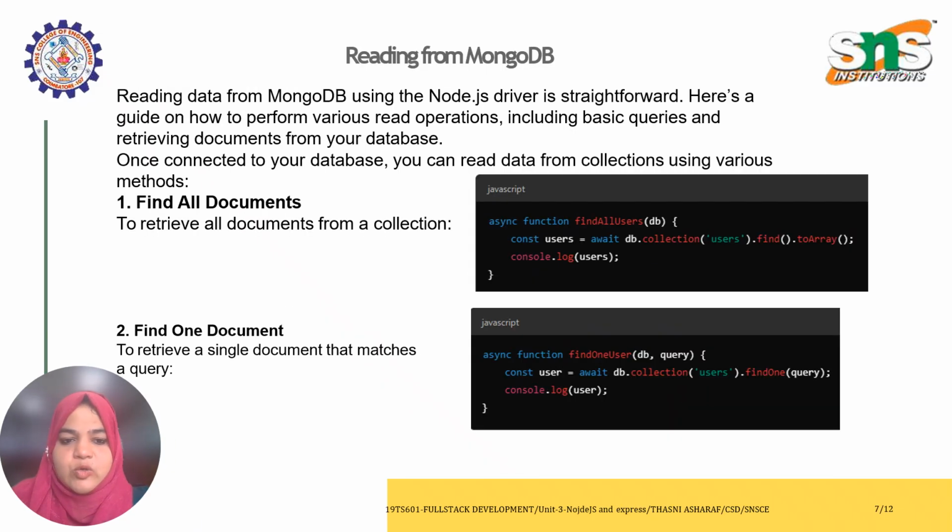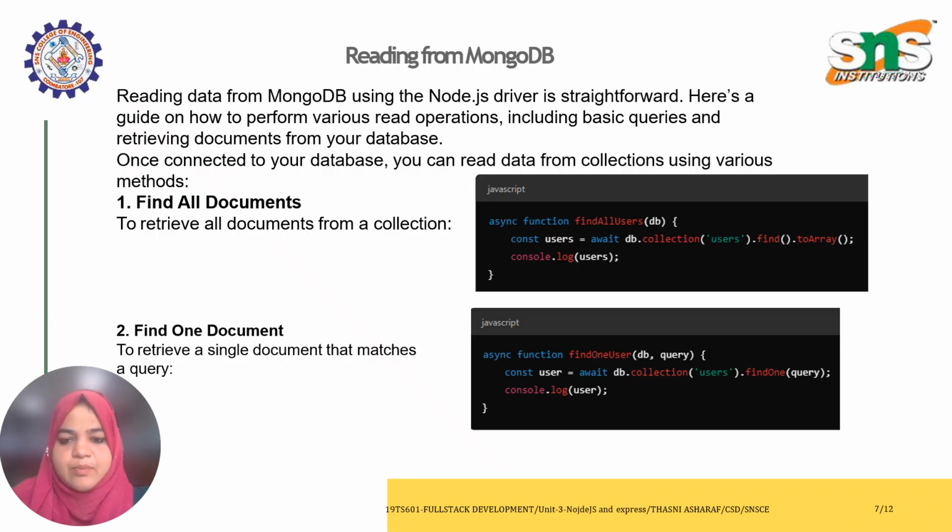Next one, reading from MongoDB. Reading data from MongoDB using Node.js is straightforward. Here is a guide to various read operations, including basic queries, which is finding all documents. Once you connect to your database, you can read data from a collection using the methods below: find all documents or find one document. Find all documents retrieves all documents, and to retrieve a single document, you can use find one document.